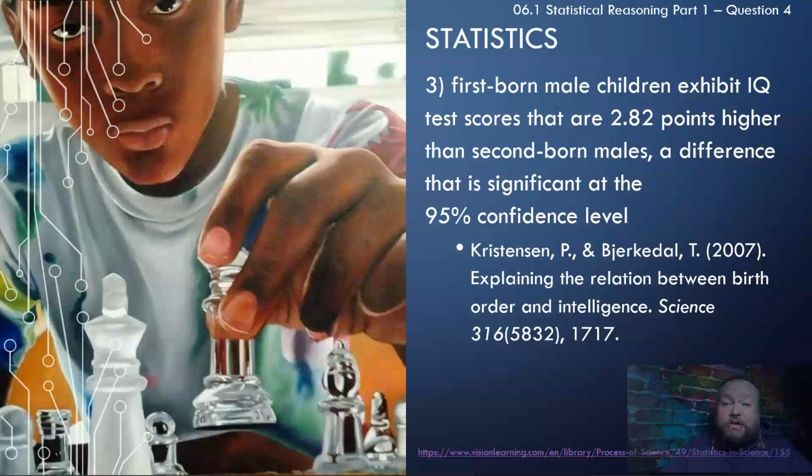Another one. It's a good one, especially if you're the older sibling and you have younger siblings. Firstborn male children exhibit IQ test scores that are 2.8 points higher than second-born males, a difference that is significant at the 95% confidence level. So some of that probably just sounded like wah, wah, wah, numbers don't care. Or it could sound like, whoo, science has proved that me as the older sibling is smarter than you as the younger sibling. So you might as well listen. Science says it, so it's true. Well, we have to dig deeper into this, and there's more to understanding this end result.